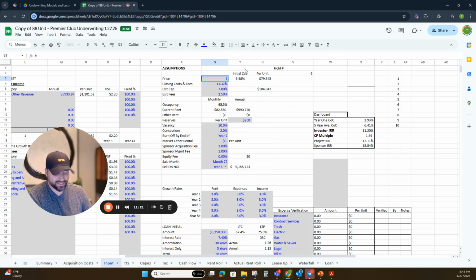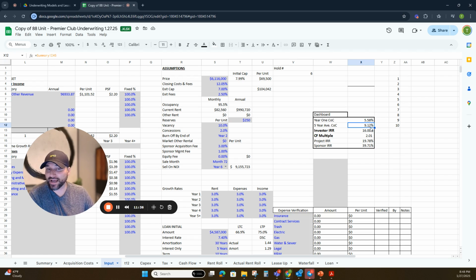But we were looking at 6,116,000. That is 69,500 per door for an 88 unit deal. Much more attractive deal, right? 16% IRR is not bad.